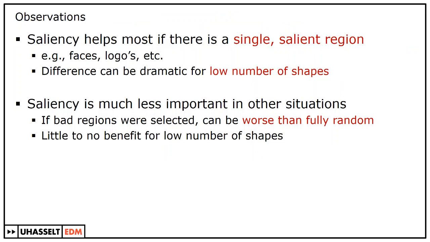So summary of these observations: if there's a really clear single salient region, for example for a shape, it really helps, and it also helps if you have a low number of shapes. So it's definitely interesting to keep the file size down. However, there are also situations in which the saliency version is actually less attractive or less applicable than the fully random version.